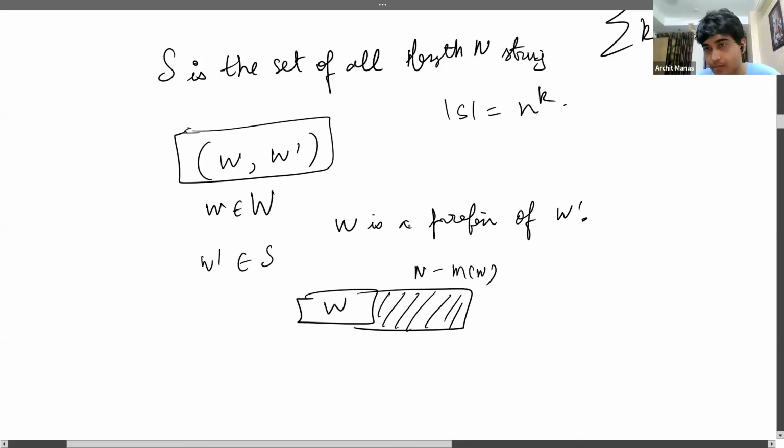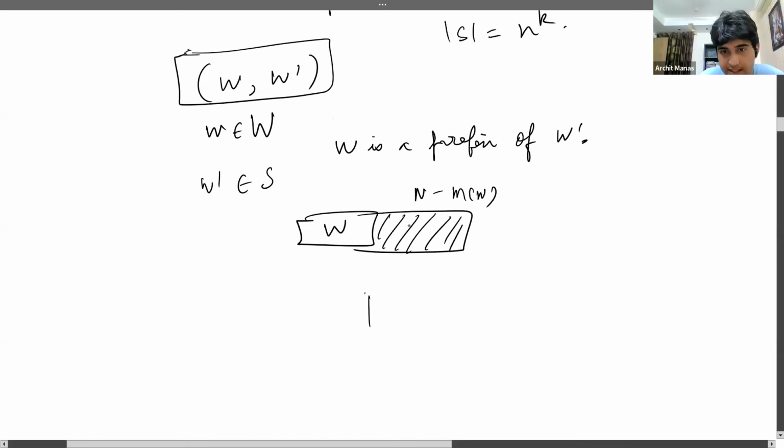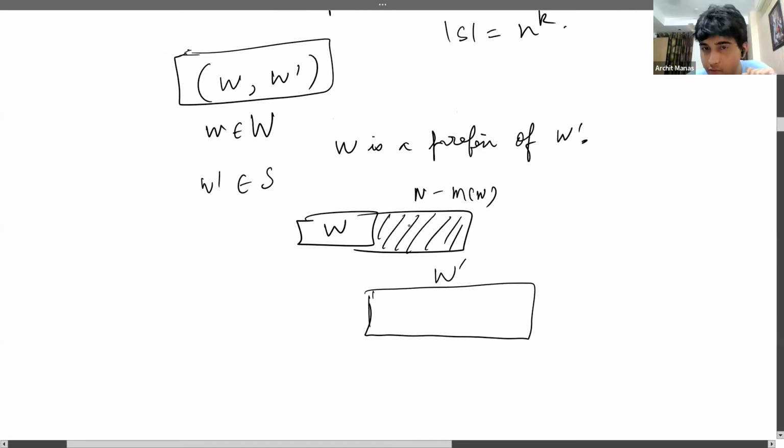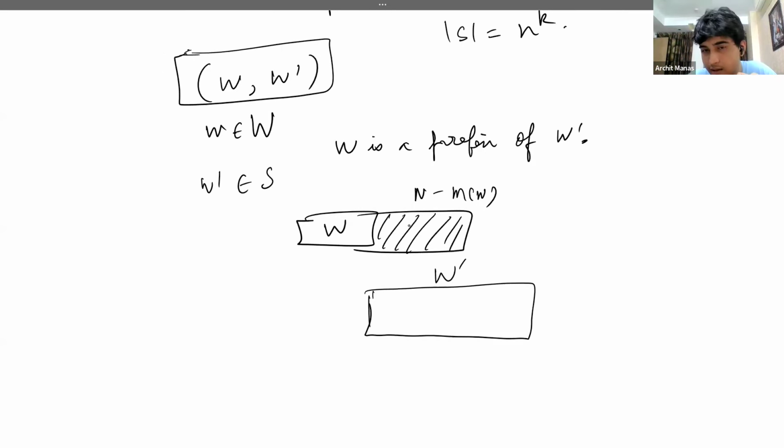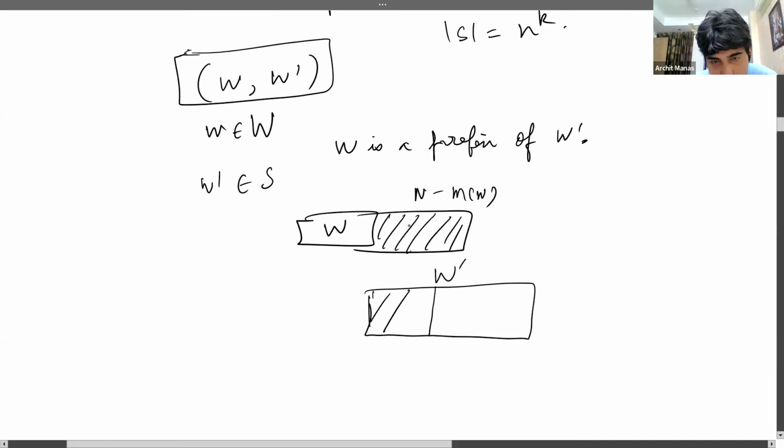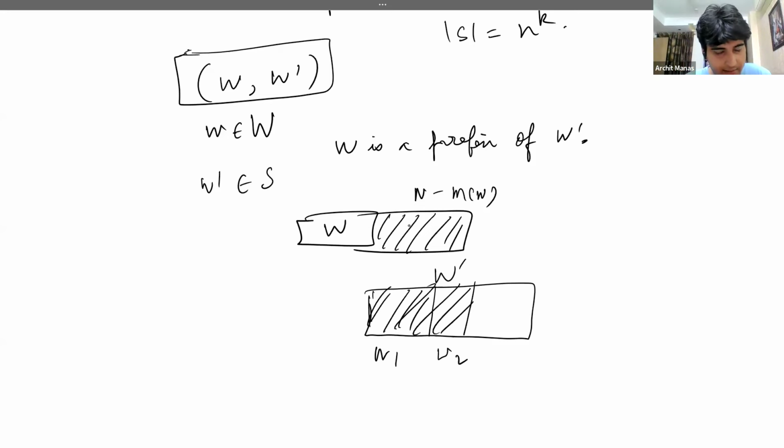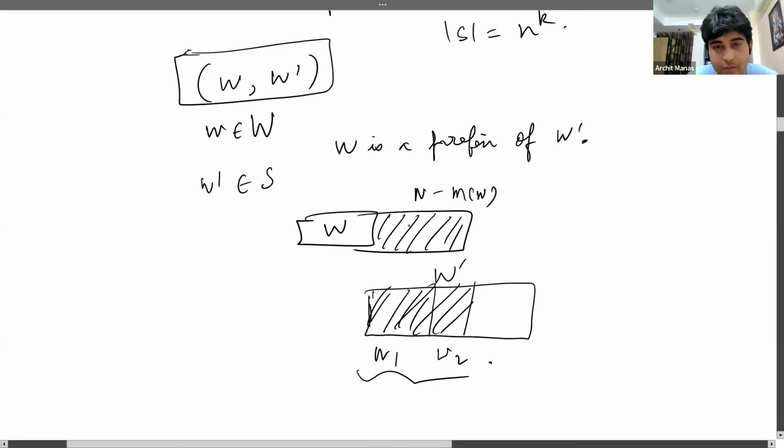So if you count it by w prime, the crucial observation is that when you fix a w prime, that is a full n length string, at most one word can appear as a prefix, right? Because if you had 2 words that were appearing as prefix, let's say this was w1, w2 is the longer one, then the shorter prefix would be a prefix of the longer prefix, right? I think that might be the most number of times I've said prefix in a sentence. Okay, so you have this property that at most one prefix exists among all the n prefixes.